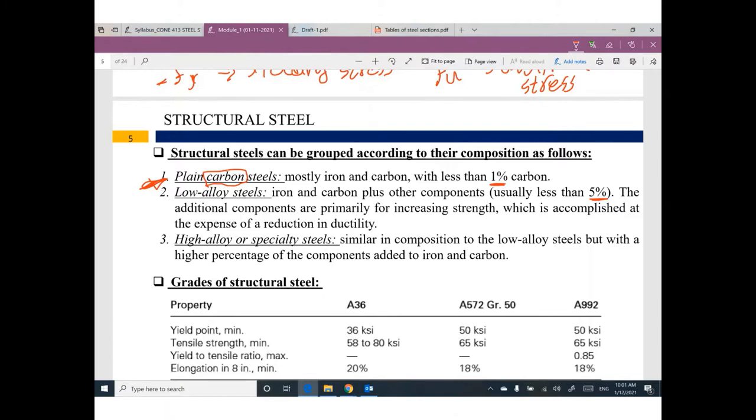Guys, probably during the semester or during the course, I will not give you the properties of steel, like yield stress or ultimate stress. Probably I will give you something like A36, A572, or A992. These are the common types of steel.